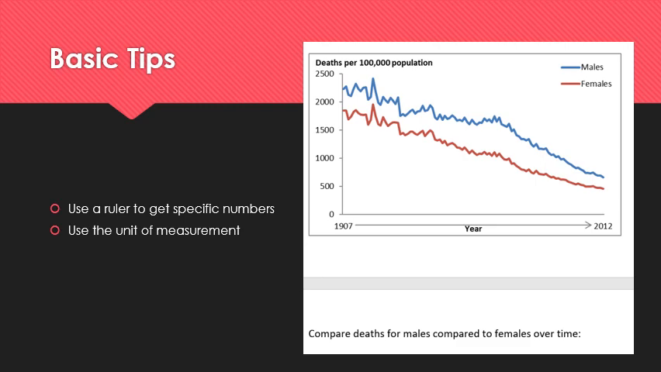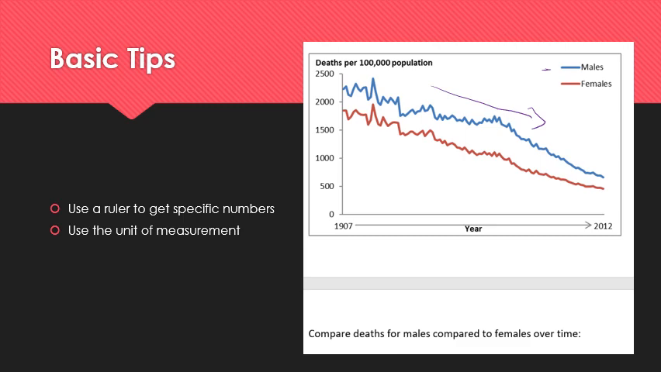So if you used a ruler here, it says compare deaths of males compared to females over time. And I guess you'd start with a general sentence that both of these are declining, but it's always been higher for males than it is for females. So just something really general like that.